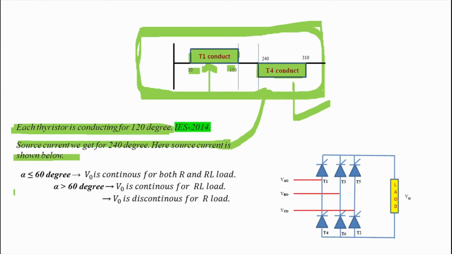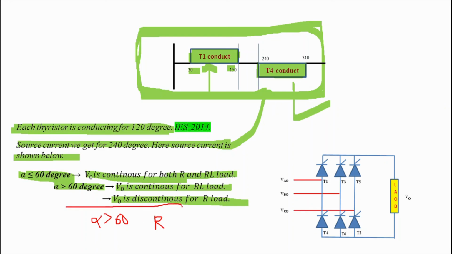Now the second conclusion: for alpha less than 60 degree, V0 is continuous for both R and RL load, and for alpha greater than 60 degree, V0 is continuous for RL load and discontinuous for R load. In simple words, the waveform is discontinuous if and only if alpha is greater than 60 degree and the load is R type. This is the condition for a discontinuous waveform, and for all other conditions the waveform is continuous.